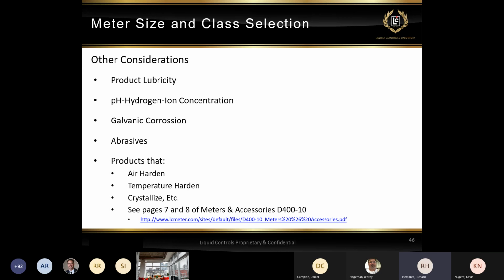The pH, hydrogen ion concentration, is good to know when we're getting into some of the acids and caustics. Galvanic corrosion, abrasives. If the product is very abrasive, we need to know that. Product that may air harden, temperature harden, may crystallize. For instance, DEF, when it's exposed to air, it can crystallize. So it's good to know any information like that pertaining to the product. And if you look in pages 7 and 8 of the Meters and Accessories book, you will find more information on some of this.